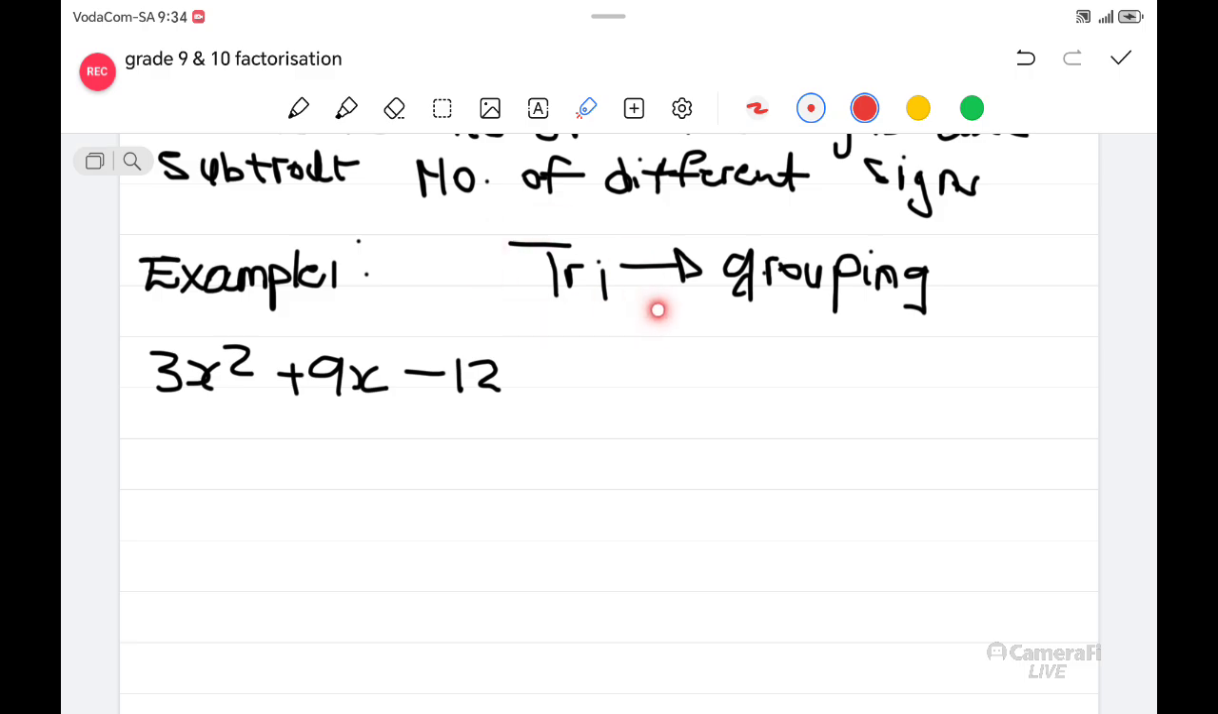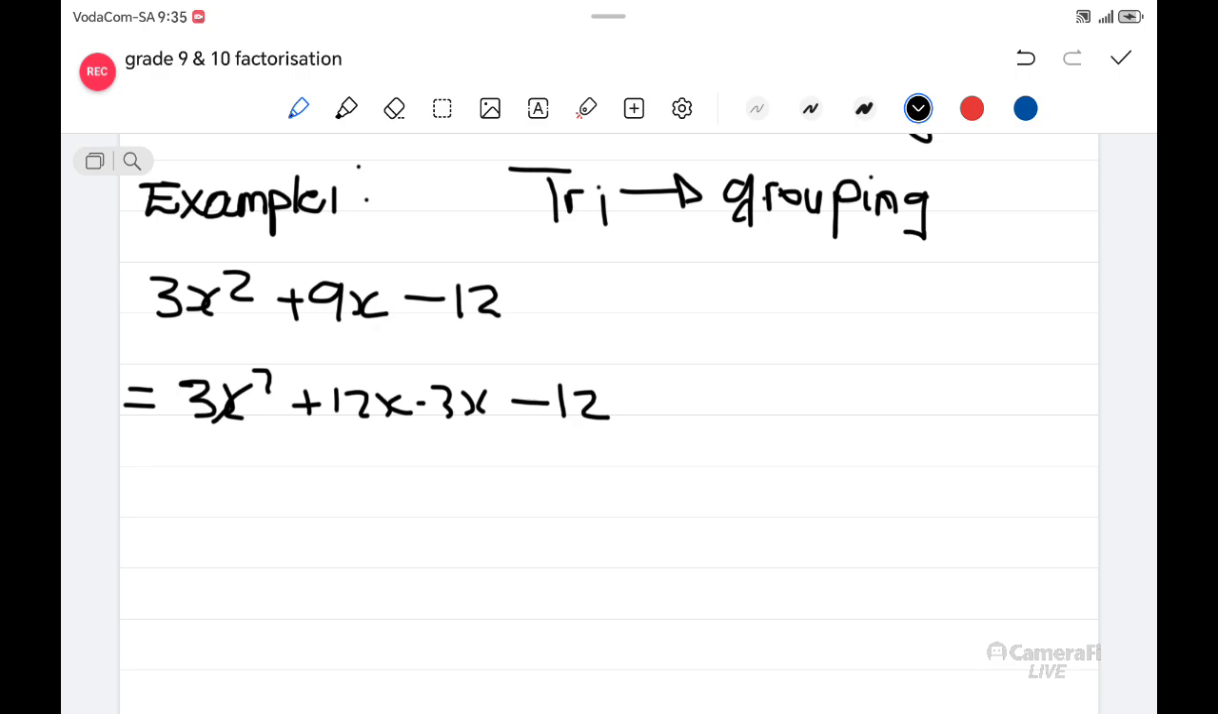We are moving from trinomials to grouping terms. How? We check this sign here, it is subtraction. So we have to find numbers that we can subtract and they give us 9. So for instance, we don't change the expression, don't forget, 3x squared plus 12x minus 3x, what does it give me? Minus 12 and 12 minus 3x is still giving me 9.